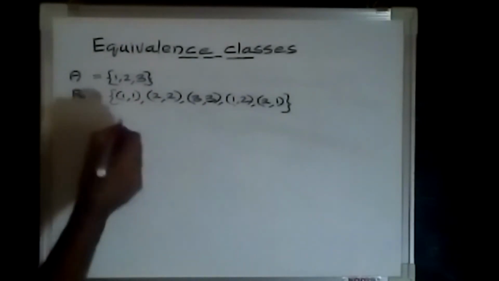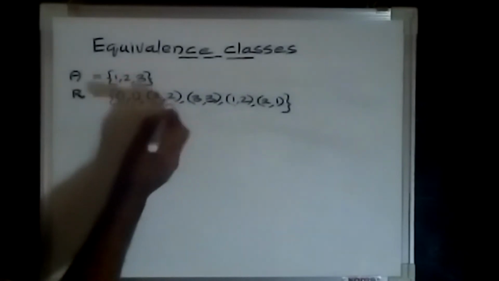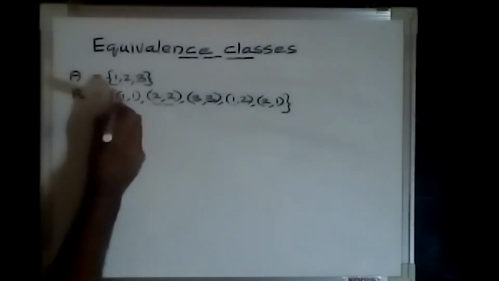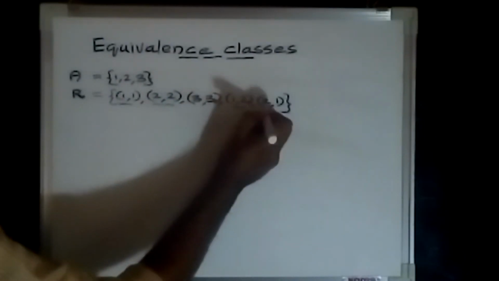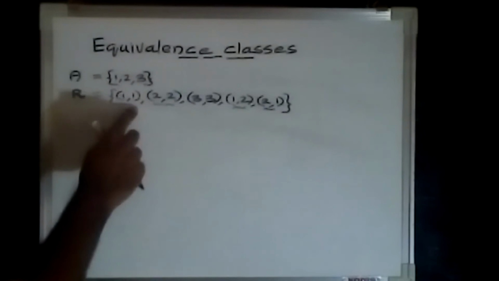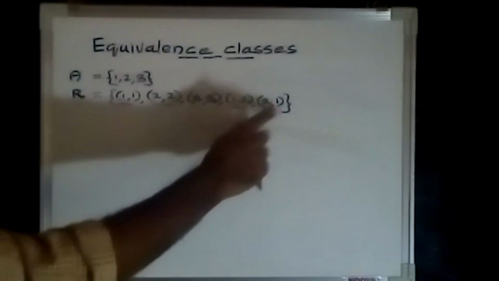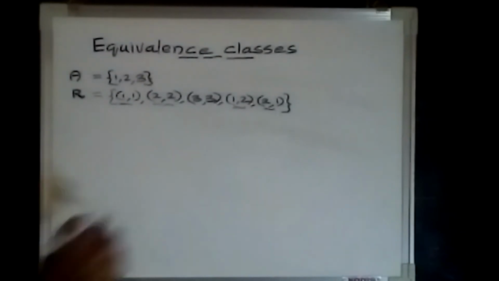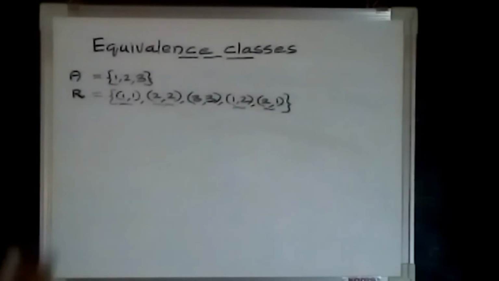See, here the element 1 is related to 1, 2 is related to 2, 1 is related to 2 and 2 is related to 1. Thus, there is an interrelationship among the members 1 and 2. But 3 is an isolate, 3 is related to 3 only.